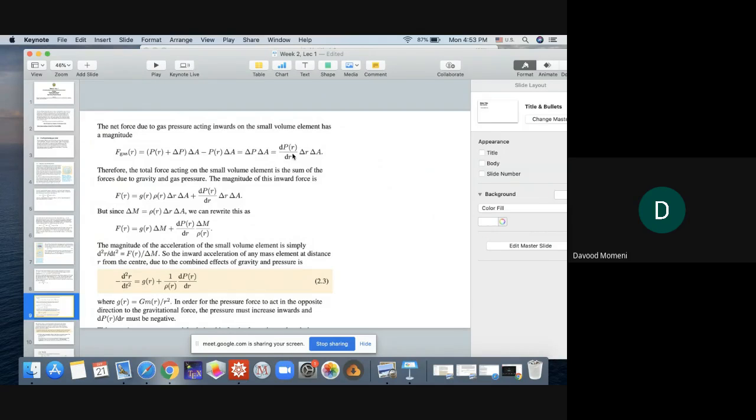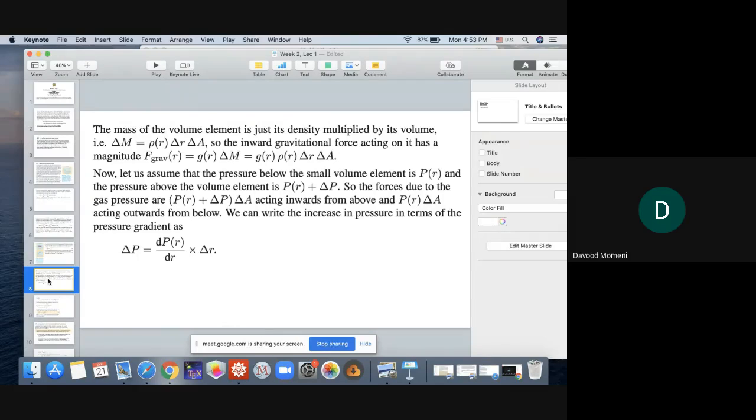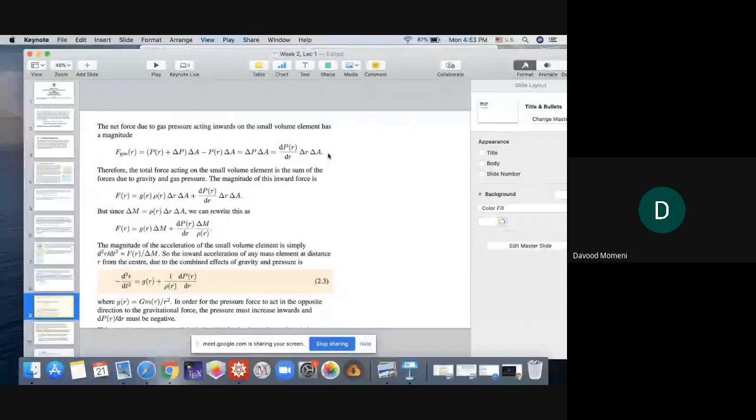What is delta P? Delta P is the gradient of the pressure multiplied by delta R. And what is delta R delta A? This is volume. Area multiplied by thickness is volume. So this equation gives you the force by the effect of the pressure.